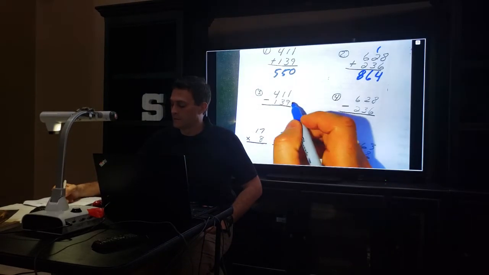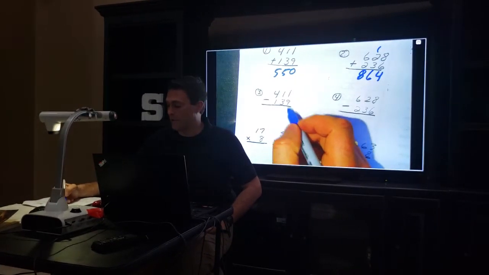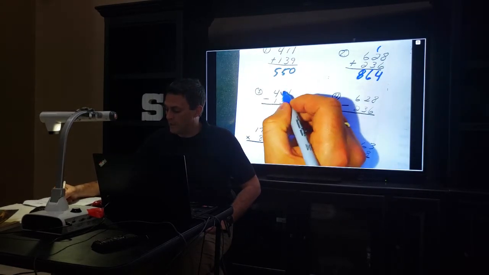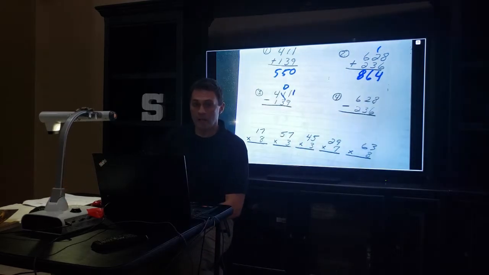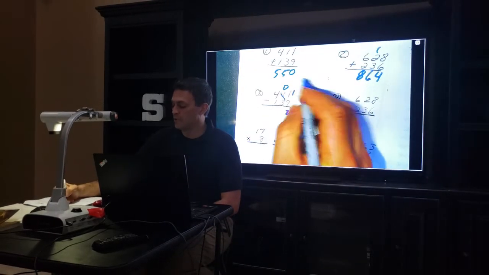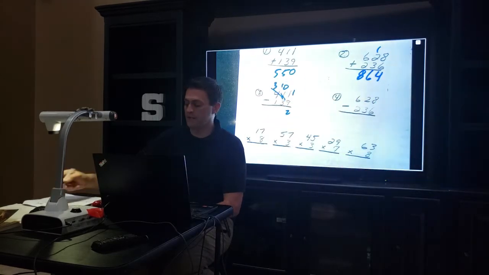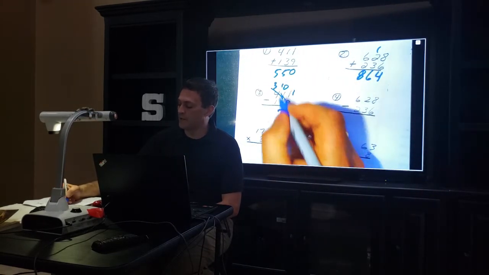411 minus 139. 1 minus 9, can't do it. If you put an 8 here, it probably means it went bottom up. You gotta go top down, remember? Borrow from that 1, that becomes 0, and that becomes 1, becomes 11. 11 minus 9 is 2. 0 minus 3, we can't do that, so we got to borrow from the 4. 4 becomes 3, and 0 becomes 10. 10 minus 3 is 7, and 3 minus 1 is 2.